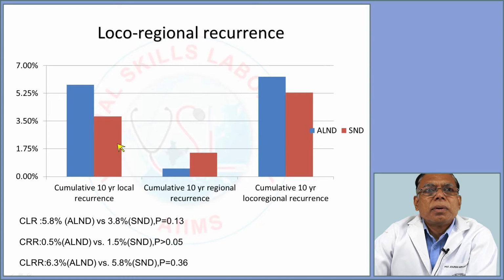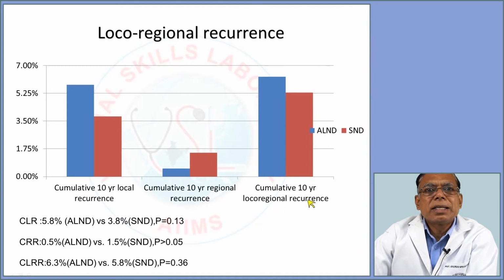The cumulative 10-year local recurrence is reported here. The blue bar represents the data from women undergoing ALND, and the maroon bar represents the data for women undergoing sentinel node biopsy. So the cumulative local recurrence occurred in 5.8% following ALND and 3.8% following sentinel node biopsy. No statistical difference on the p-value. Cumulative regional recurrence, or CRR, occurred in 0.5% in the ALND group and 1.5% in the sentinel node group, with a p-value slightly more than 0.05, so not attaining statistical significance.